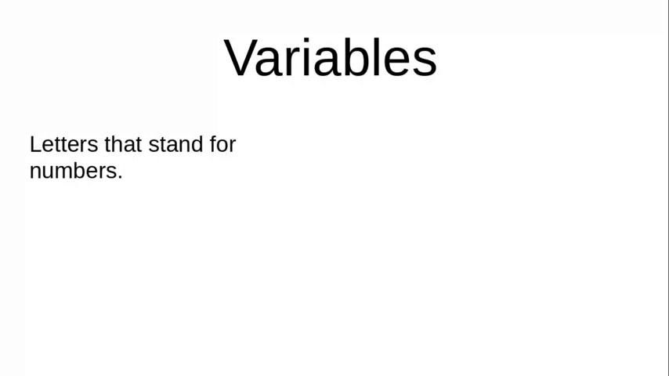And that's why we use what are called variables. X was a variable. And what that basically means is that it's a letter that stands for a number. You put the letter in place of the number so that you don't have to write out the words to describe what it meant.